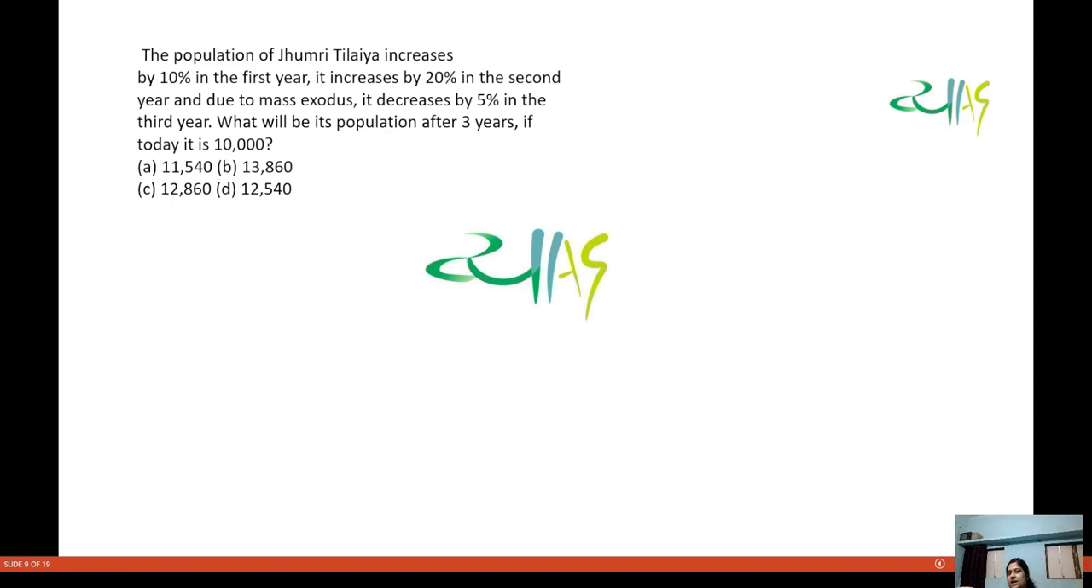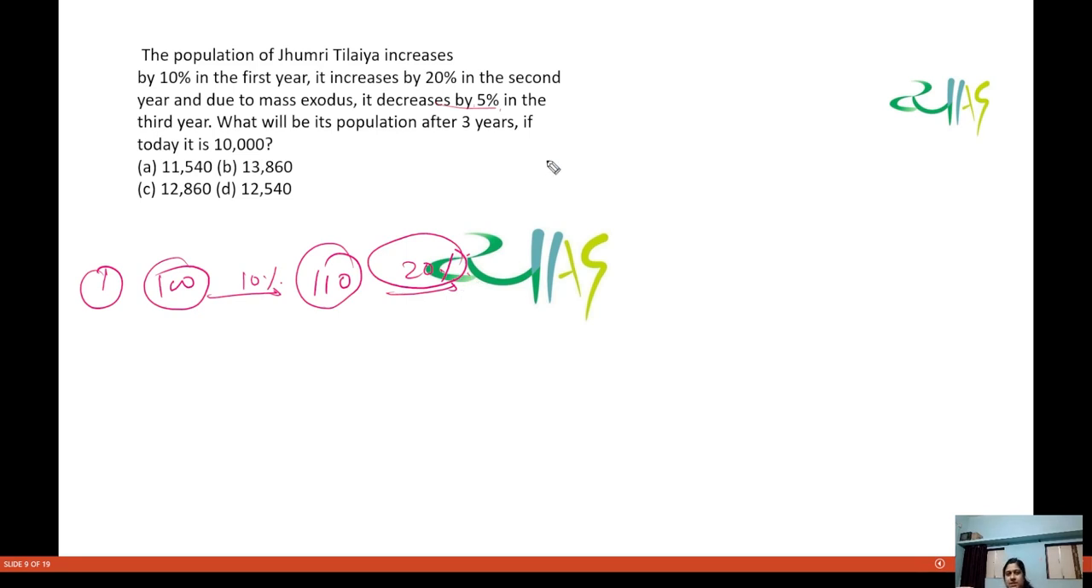So I will start with my method only. Okay, and then I will tell you, because this method becomes very easy while solving. So I am taking this population of Jhumri Talaiya to be 100 from the start. In the first year it increased by 10%, so it became 110, and then this population increased by 20%. So we obviously know very easily that 20% of 110 is 22. So the population becomes 132.